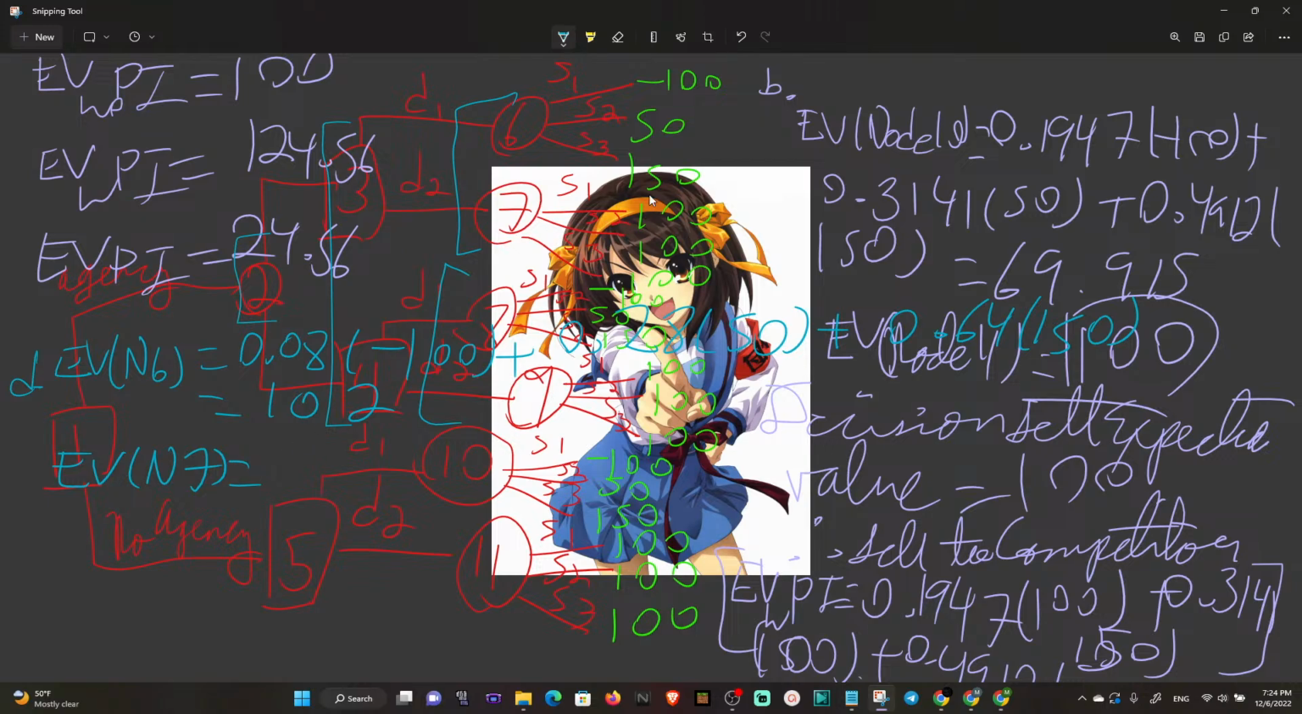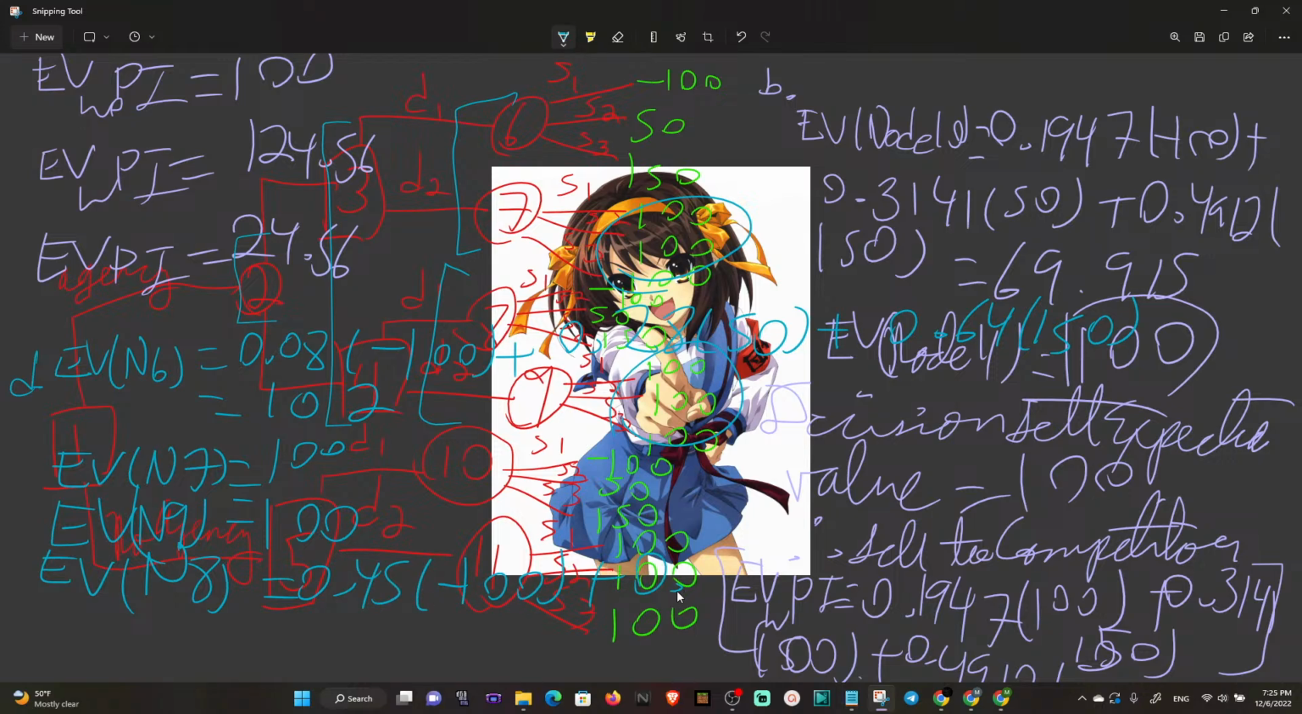Node 7, thankfully, is just 100. And then EV of node 9 as well is also going to be 100, just to save us all on time and effort because they're already here, the 100s and the 100s. So EV of node 8 is going to be 0.45 times negative 100 plus 0.